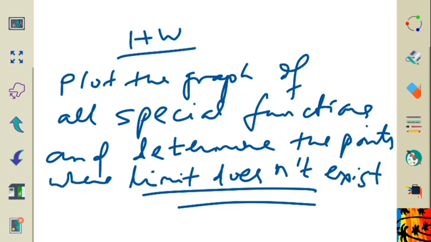And if you are not remembering the graph of a function, you can take the help of the NCERT book of standard 11. All the special functions' graphs are given over there, and you go through that thoroughly so that it will be easy for you to understand continuity, because after the existence of limit we are going to move to continuity.